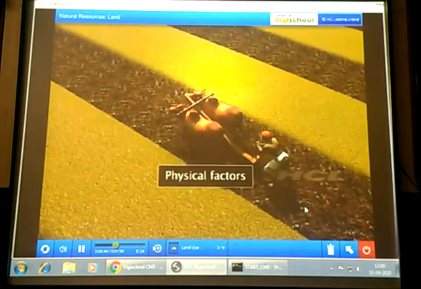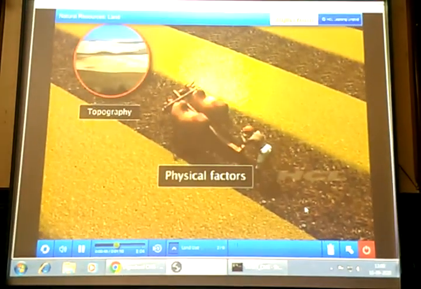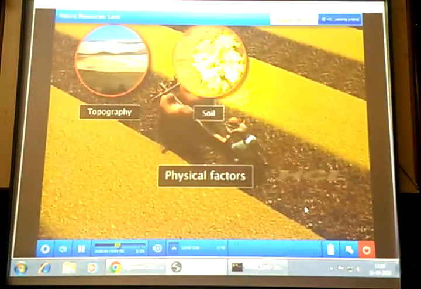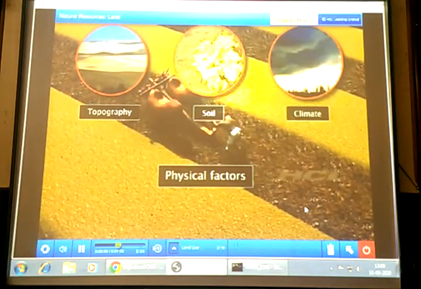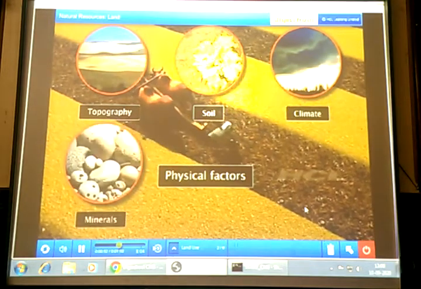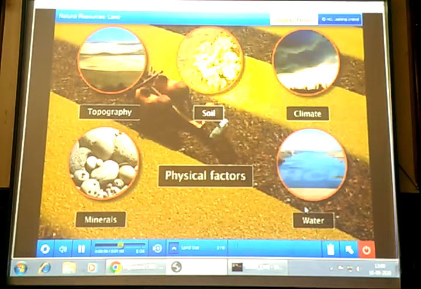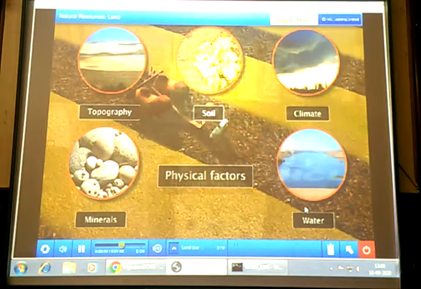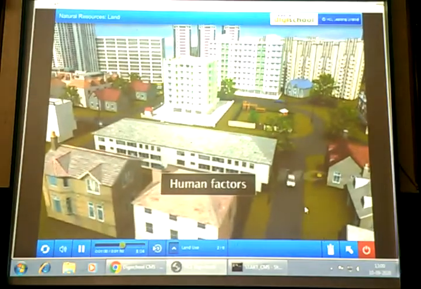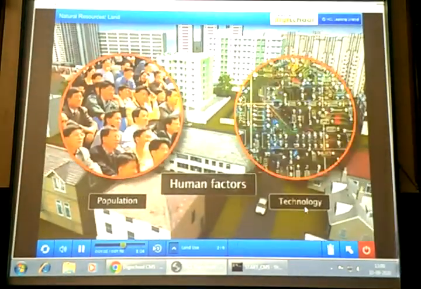Physical factors include topography, soil, climate, minerals, and water. Human factors include population and technology.